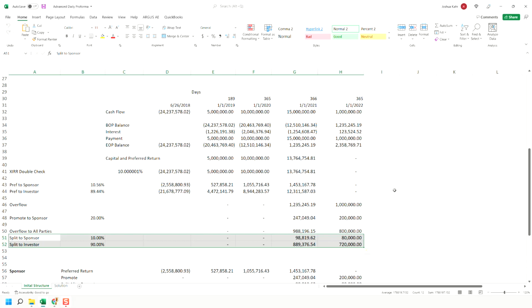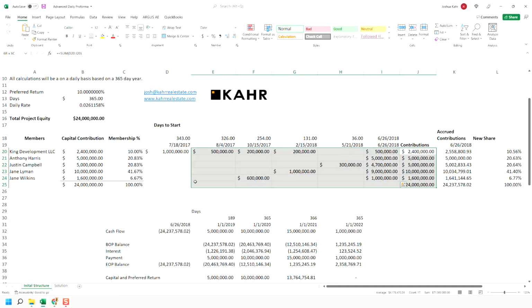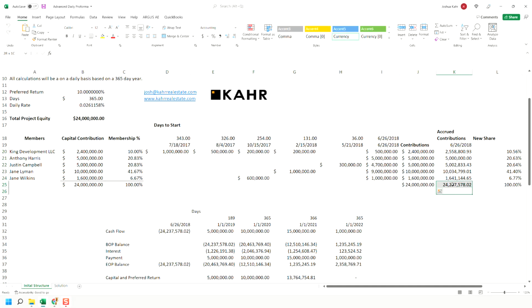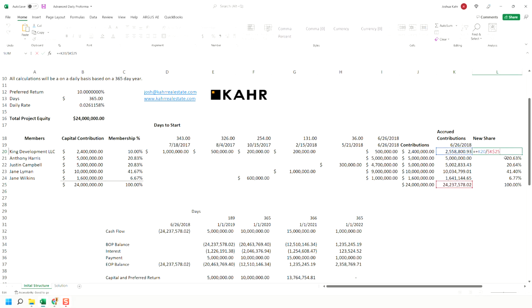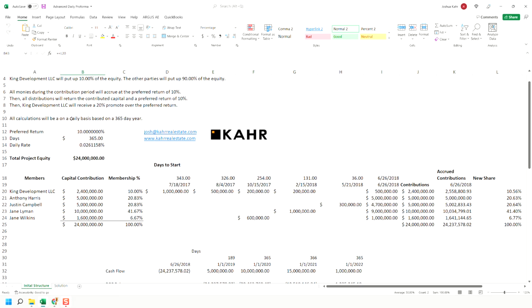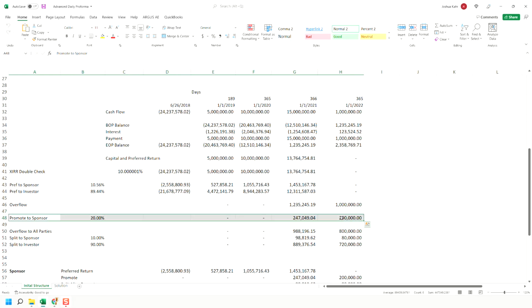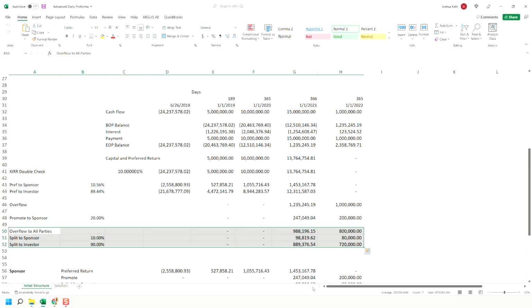So again, simply put, we have a daily rate. We look at the money being contributed. We compound it based on the number of days before the start of the analysis, which means that $24 million from these people is really more like 24.2. We see each person's percentage of the pie. It'll vary because, again, different people put in money at different times. We then pay them their capital and preferred return based on those percentages. And then, as in this case, once you give everyone 10% on their money, one of the parties will get a 20% promote. That party gets a 20% promote, and then the other 80% of the money would be split based on the original membership interests.